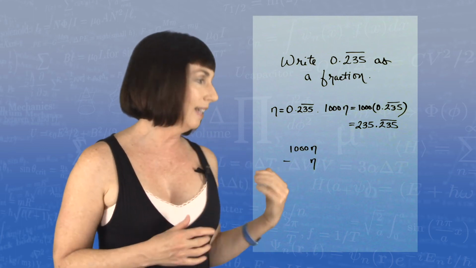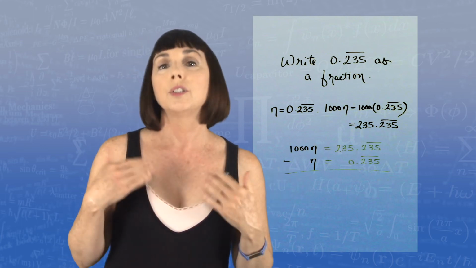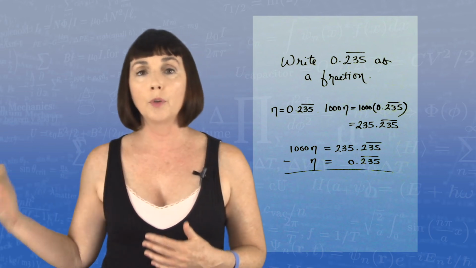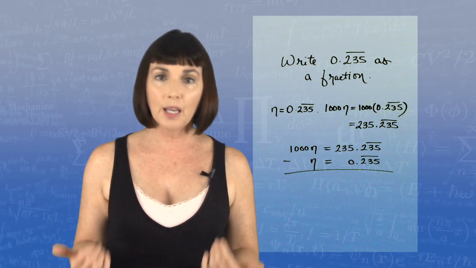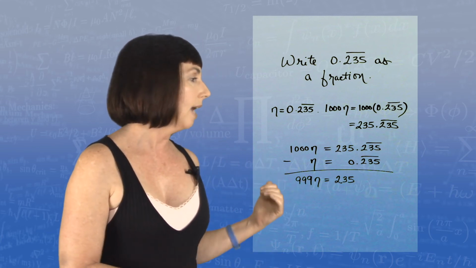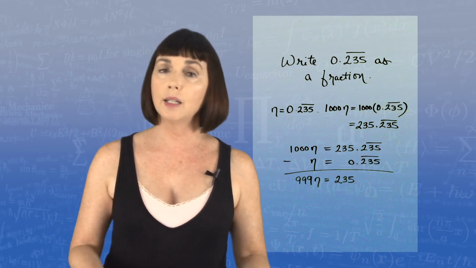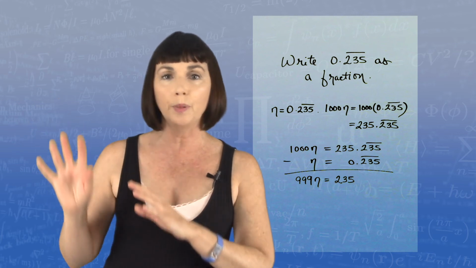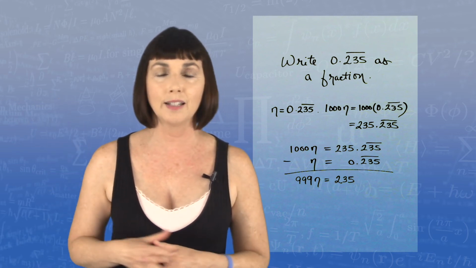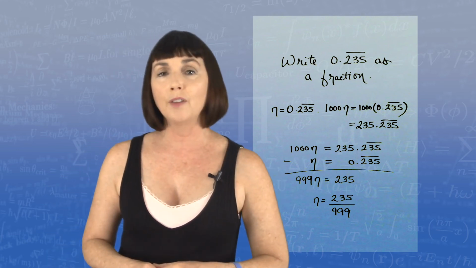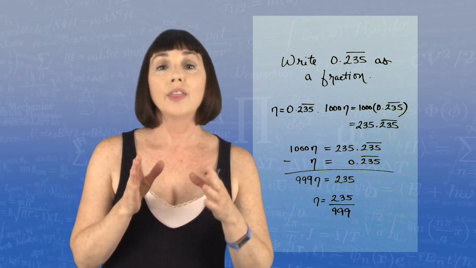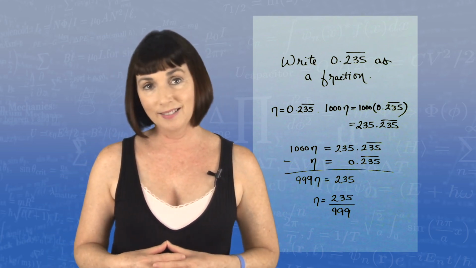Okay, now I can subtract. 1,000n minus n is equal to 235.235 repeating minus 0.235 repeating. And when I do that subtraction, I get 999n is equal to 235. All those repeating decimal values just cancel each other out. So n is equal to 235 over 999. That is our fractional representation.